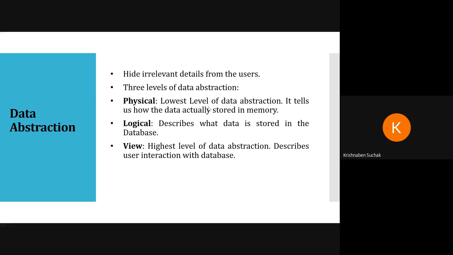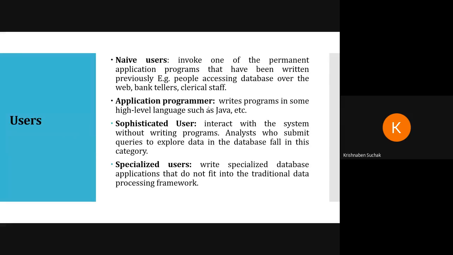Other irrelevant information we are hiding from the user. Okay, represent the needed information, you can say. There are three levels of data abstraction, that is physical, logical and view. Okay, next one is, let us move towards complete database architecture.